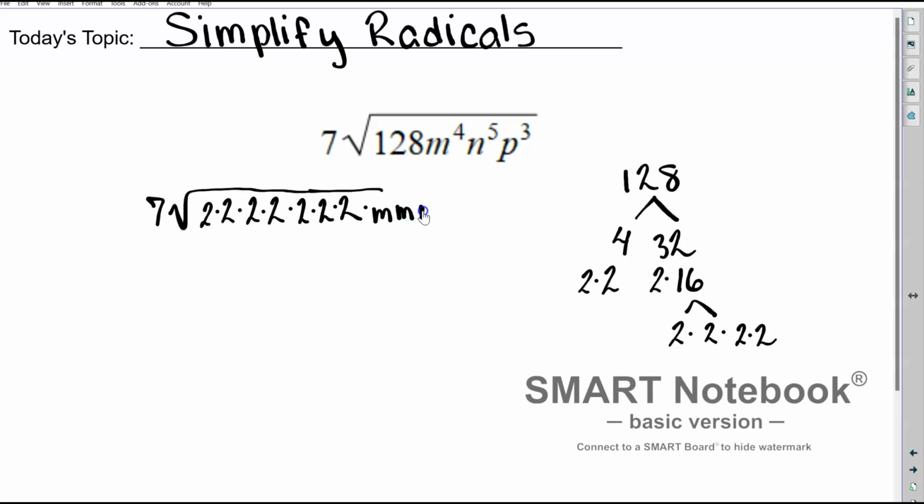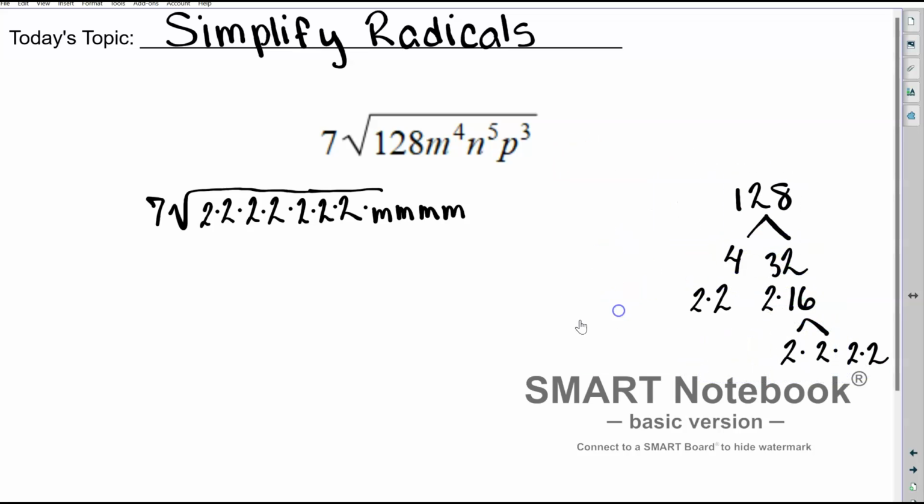M. Okay. If you multiply m times m times m times m, you get m to the 4th. Let me slide this over. And we have 1, 2, 3, 4, 5 n's, and then p's 3.